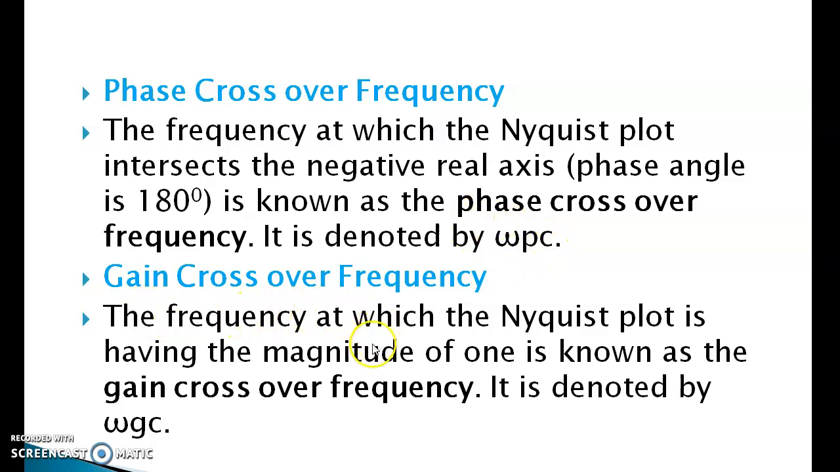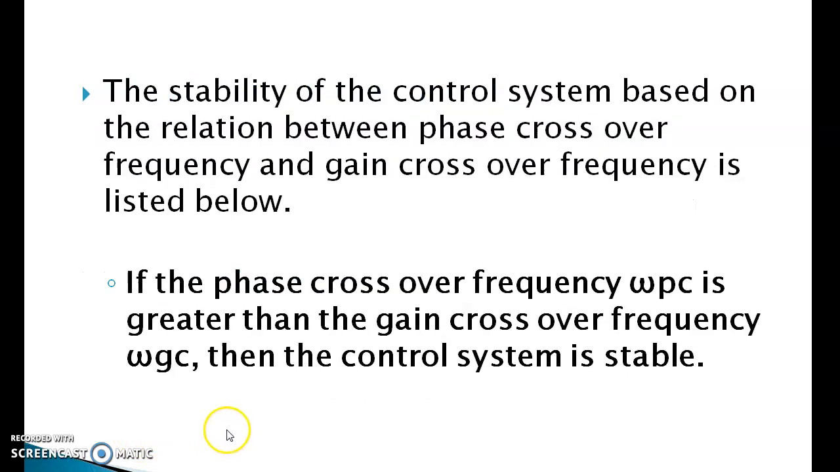Next, gain crossover frequency. The frequency at which the Nyquist plot has the magnitude of 1 is known as gain crossover frequency. It is denoted by omega GC.